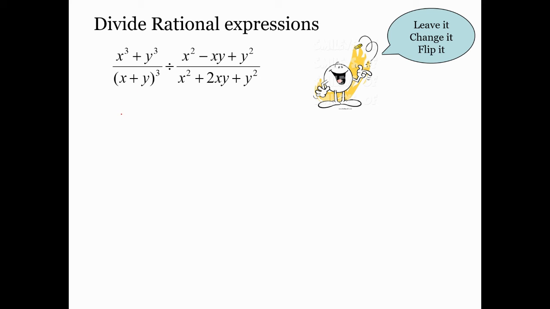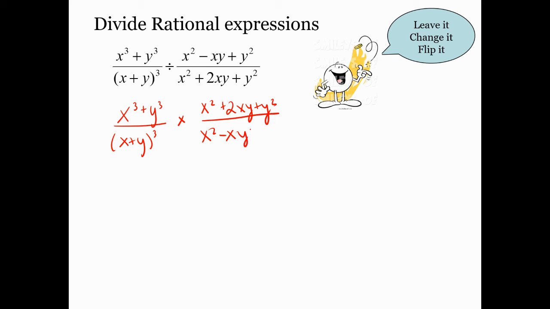I realize I made this too hard. (x cubed plus y cubed) divided by (x plus y) cubed, times (x squared plus 2xy plus y squared) divided by (x squared minus xy plus y squared). Right? And then we can go ahead and factor. So do we know this yet? No, but that's okay. I'm going to still show you what that factors into.